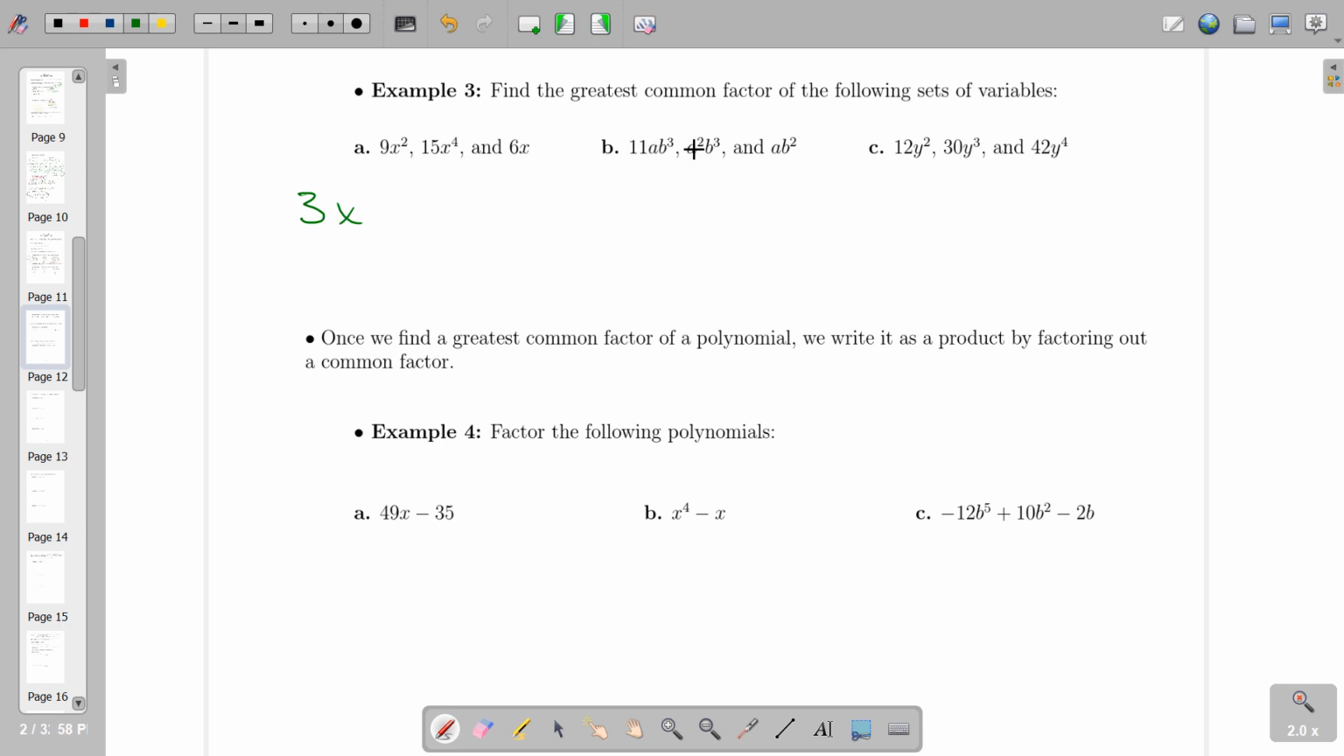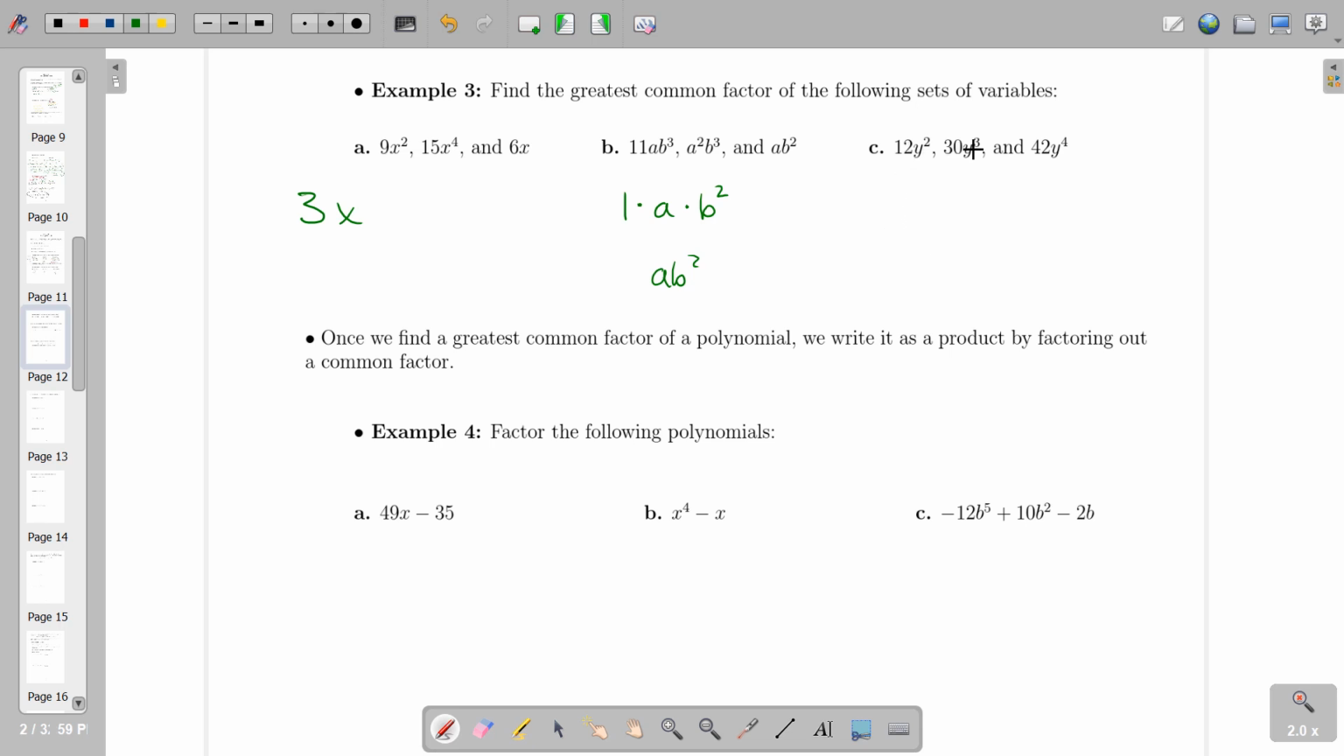Now here we have 11, 1, and 1. So numerically, I'm just going to go ahead and write it, even though we usually don't. It's just 1. A squared and a, just one factor of a. B cubed, b squared, so that means the lowest power is b squared, so ab squared. All right, and this would be a good time to pause, try part C on your own, see if you got the hang of this.